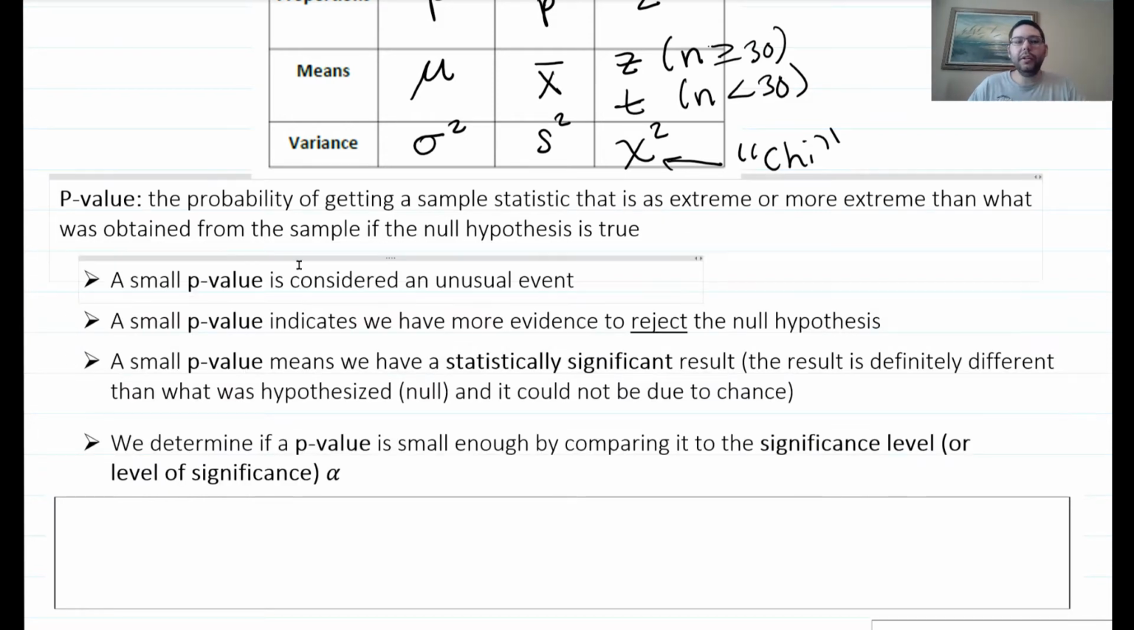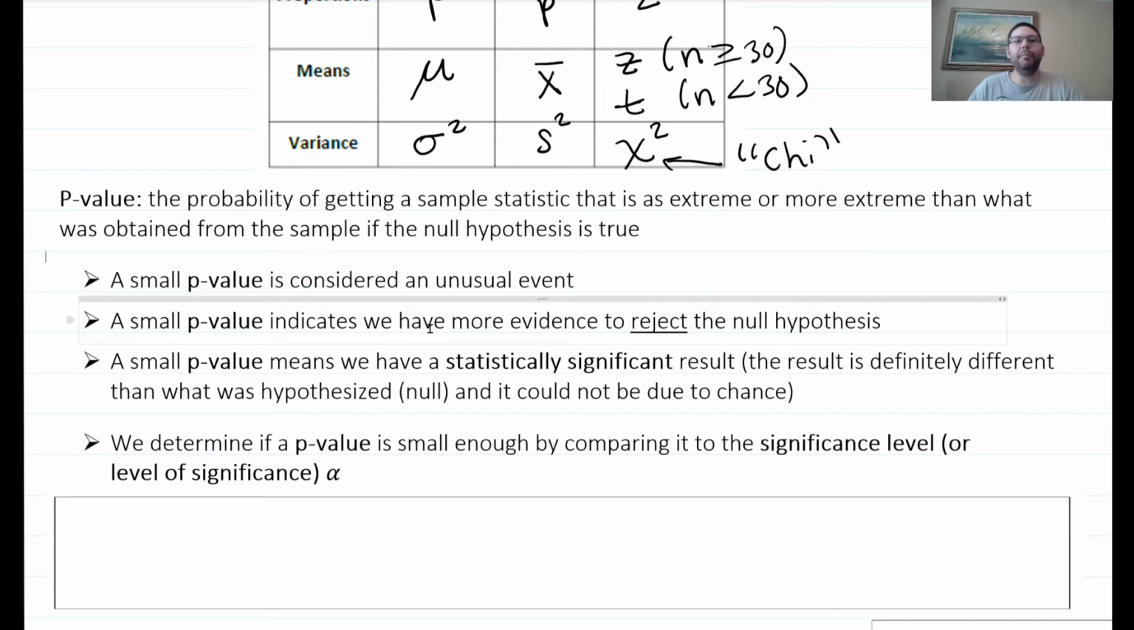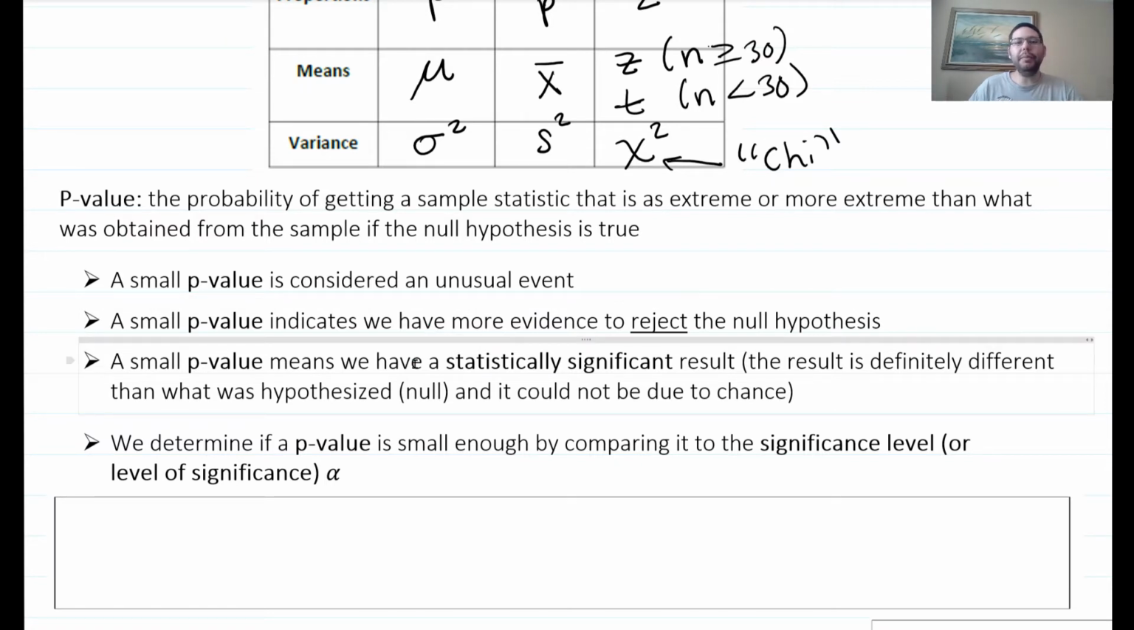All right, so things to consider about the p-value. A small p-value is considered an unusual event. A small p-value indicates that we have more evidence to reject the null hypothesis. This is important. Small p-value means you can reject the null hypothesis. A small p-value means that we have a statistically significant result.